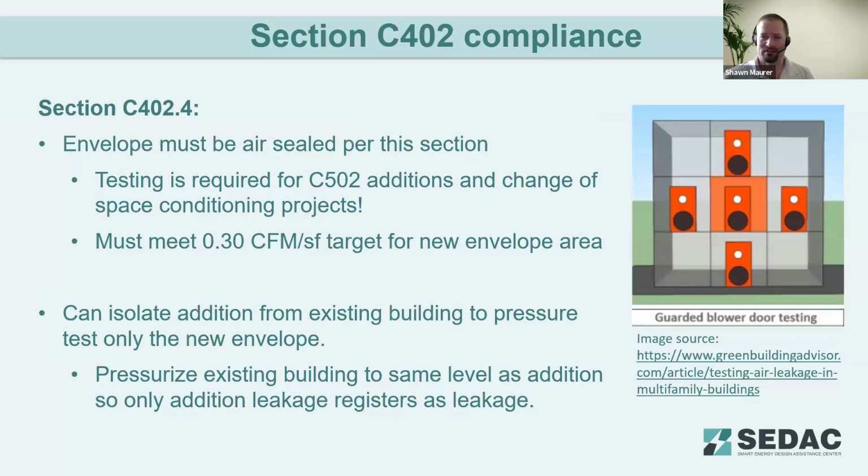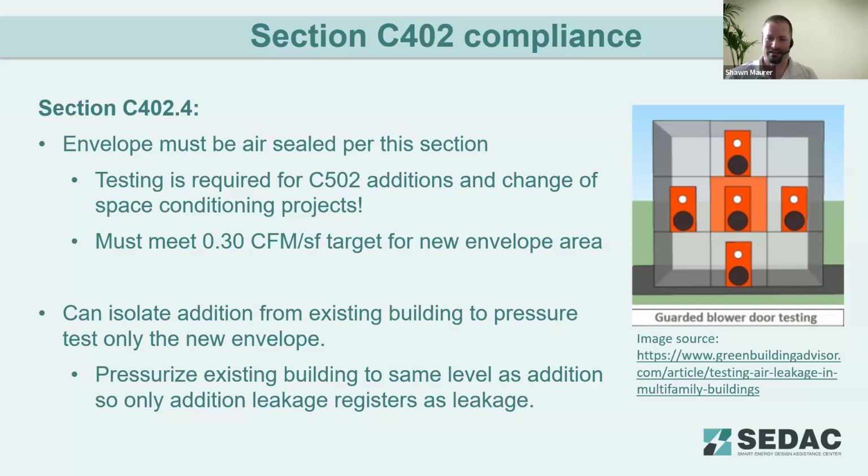For envelope air sealing compliance, additions to a building do need to be tested for the envelope. There is no exemption for existing buildings. So the air sealing testing must be done. Again, for climate zones 4A and 5A, there are no exceptions to that testing requirement for new construction. So there are also no exemptions for existing buildings. So the addition must meet that 0.3 CFM per square foot target for new envelope area.